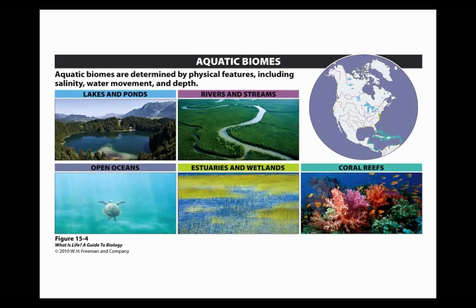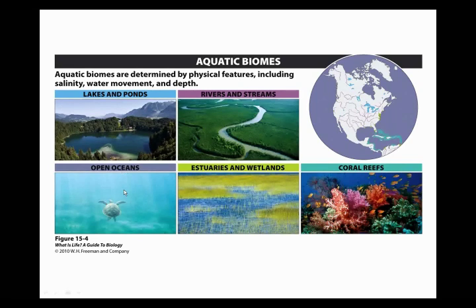Here we have our aquatic biomes, and aquatic biomes are determined by physical features like salinity, meaning the amount of salt, the water movement, and so how does it move around, and the depth of the water. So lakes and ponds are going to be found throughout the continents. Lakes and ponds have a low amount of salinity, usually not very salty. The water isn't really going anywhere, but they are very deep. Rivers and streams, usually low salinity. The water is highly mobile, capable of moving around, and the depth is less than in lakes and ponds.